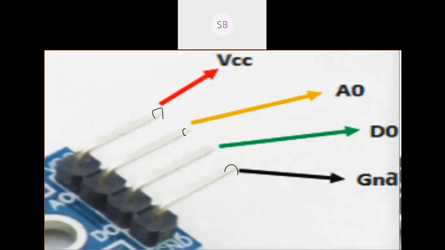The analog output pin detects the intensity of light and gives us output in form of signals. And the digital output pin detects the flame in 0 or 1 form and gives us output in signals. But we use the digital output pin more because the analog output pin is not so accurate.